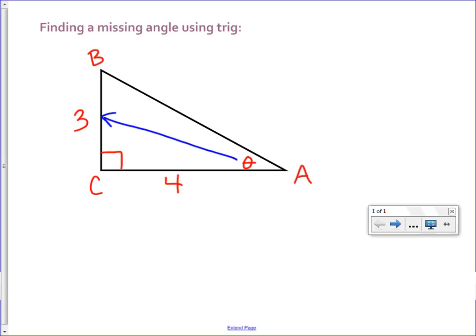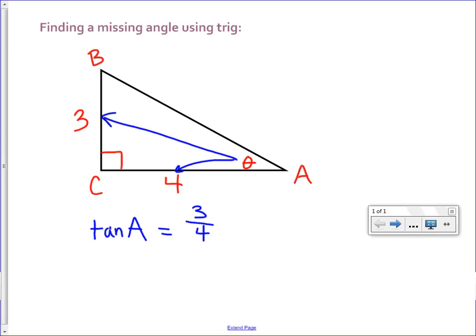Since I'm given the opposite leg and the adjacent leg, I want to use tangent. So I'm going to set up tan theta, or tan A, equals 3 over 4, opposite over adjacent. To solve this equation, there's no sense in cross multiplying or anything, because it's not going to help me find A, which is attached to the tangent. To undo the tangent, we're not going to divide by tan. Remember I said you can never just have a tan floating without an A or an angle attached to it.